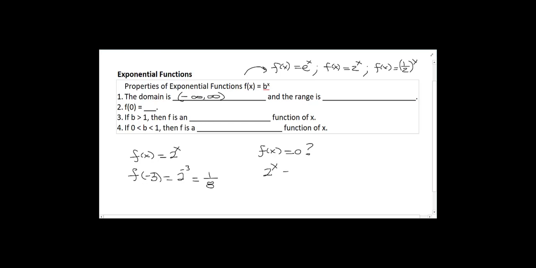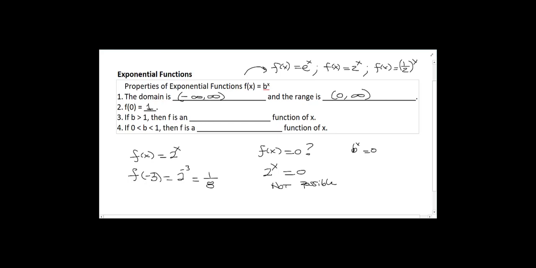That would mean that 2 to the x equals 0. Can you think of an exponent that you can put on 2, or any number, so that b to the x is 0? Whatever the value of b is, if you raise it to a number, can you get 0? No, so this is not possible. That means that our y values are never 0 and they're never negative. So the range is from 0 to infinity. And with f of 0, if x is 0, the y value is 1.